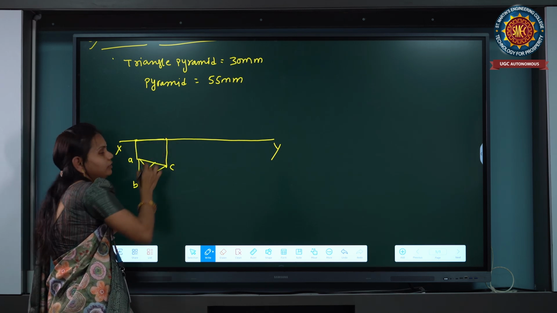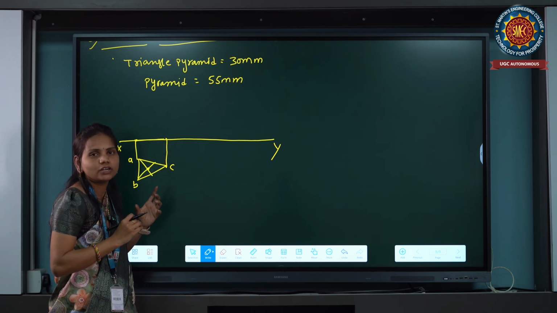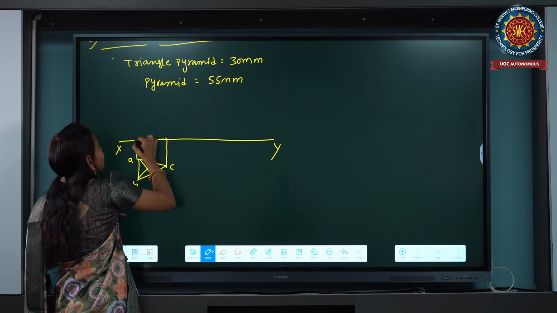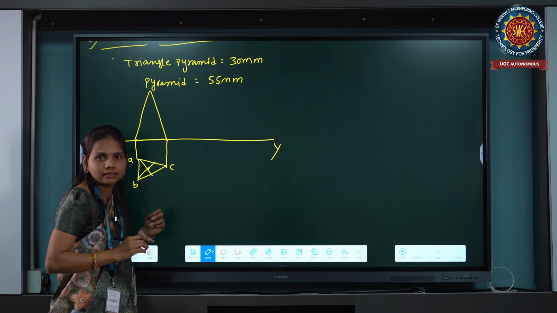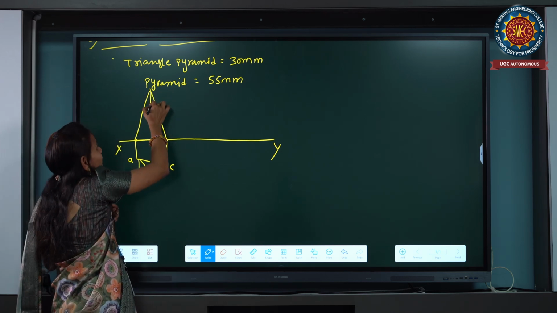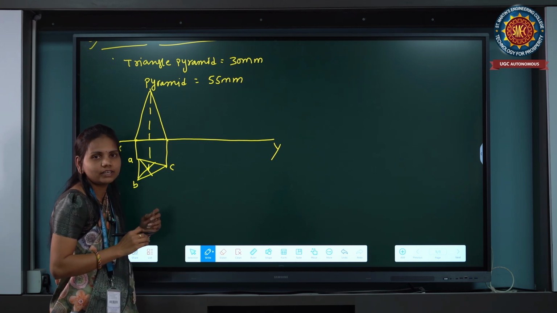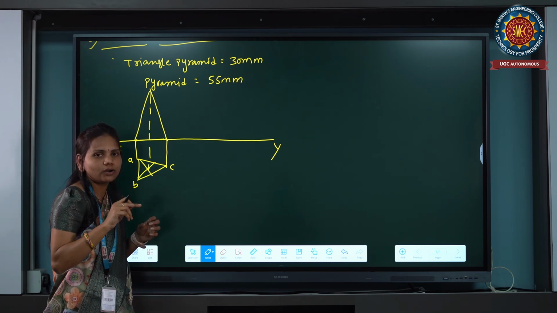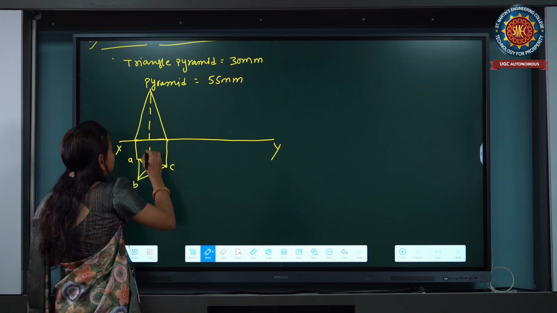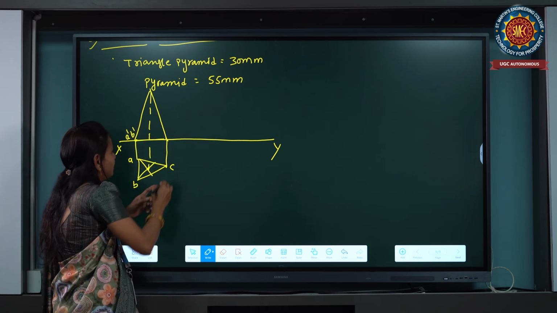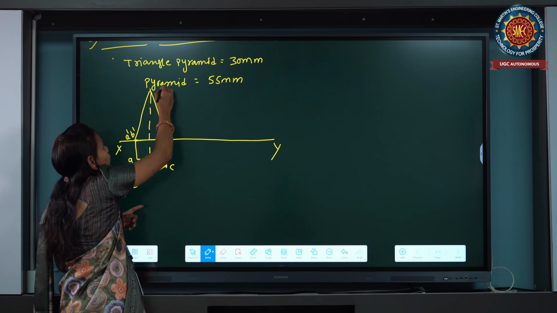And here draw the pyramid. So what is the pyramid length? So here 55 mm. So draw the 55 mm length. Clear? After that draw the midpoint axis line. So how will we get the axis line? One long line, short line, long line, short line. Clear? So mention the names A dash, B dash, C dash and O dash.